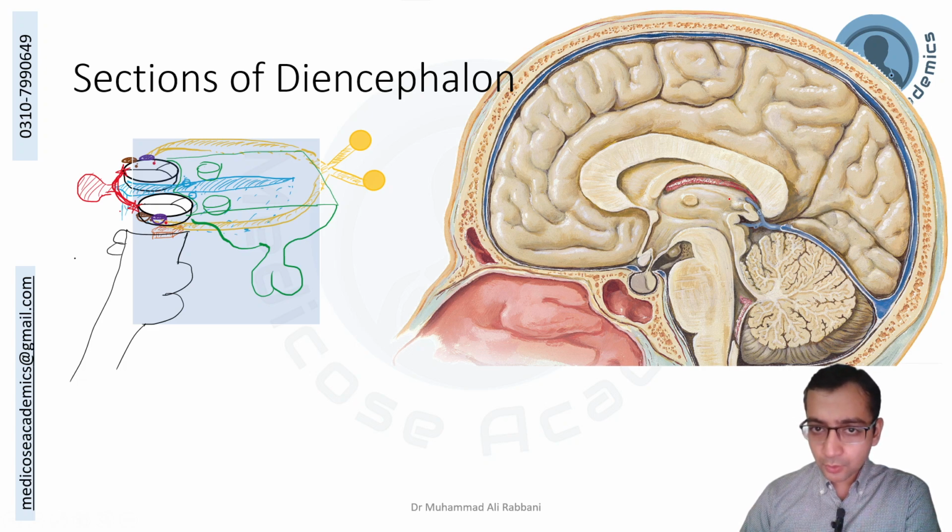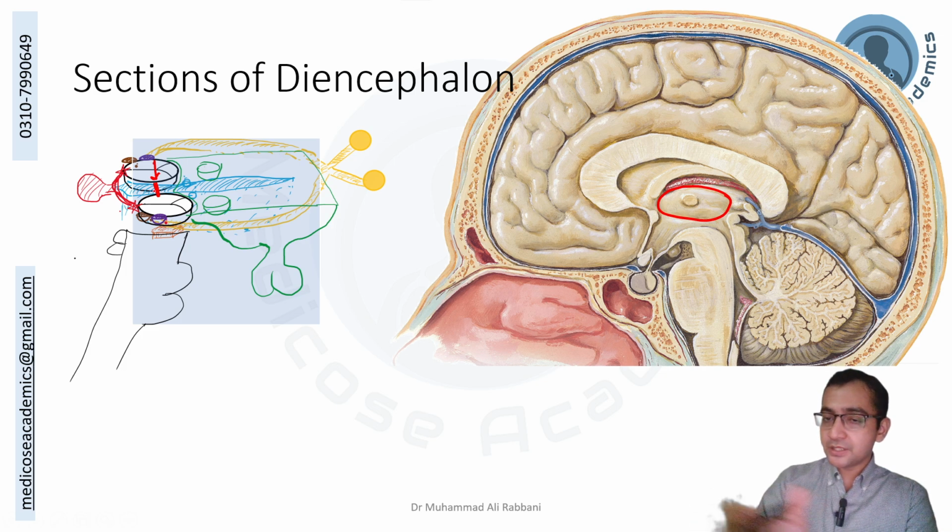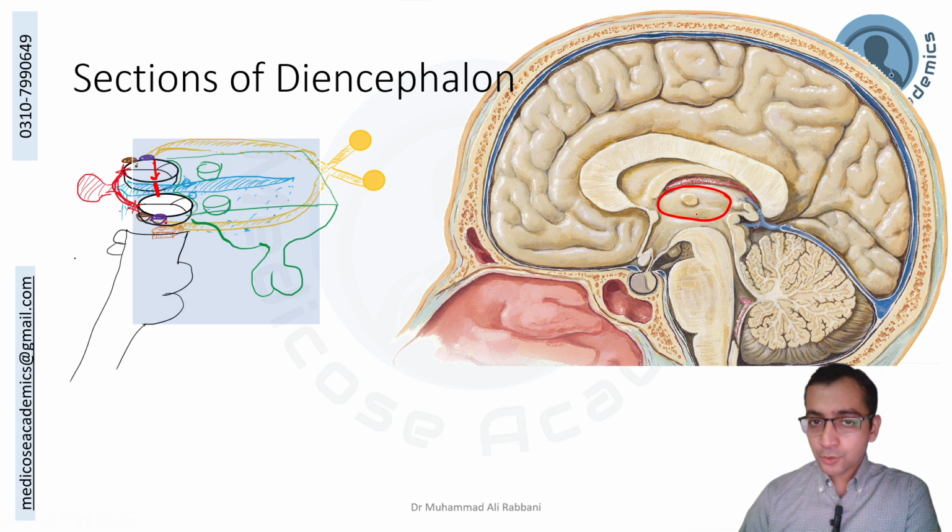So this whole big area, this ball like area, this is the thalamus. You are viewing from here and you just saw the thalamus. The two thalami are interconnected with one another, bridging the third ventricle. So this is called interthalamic adhesion, the bridge that is shown right here.